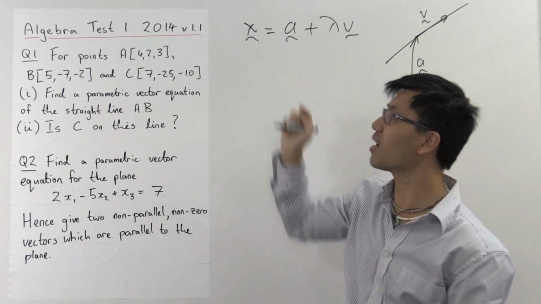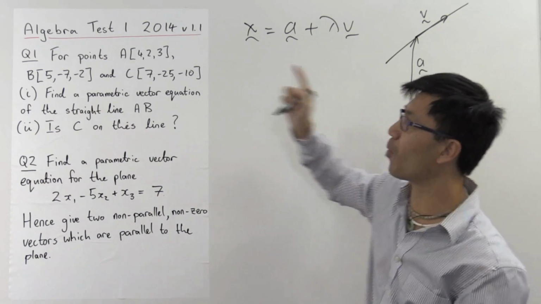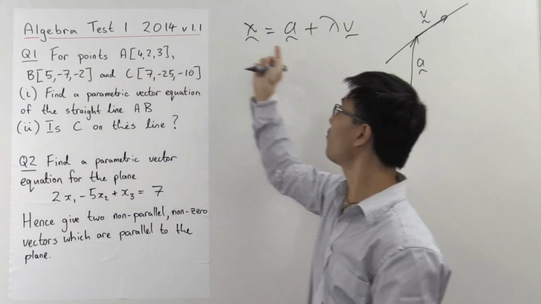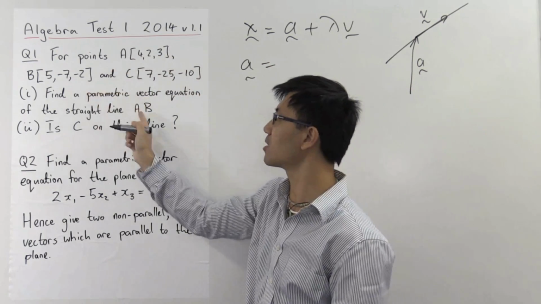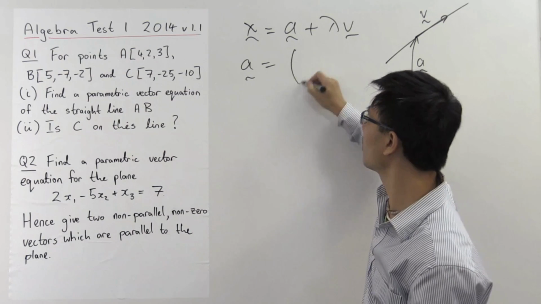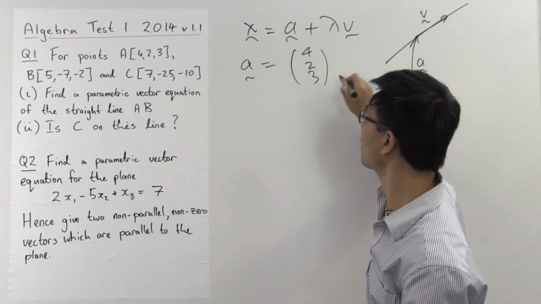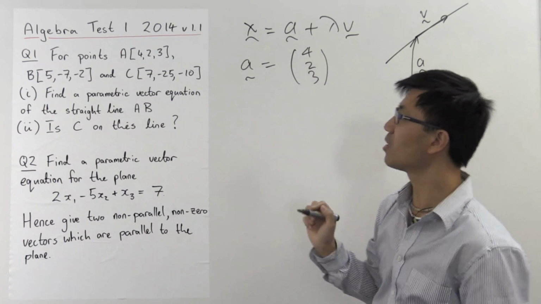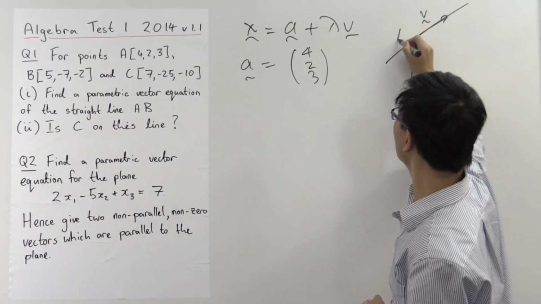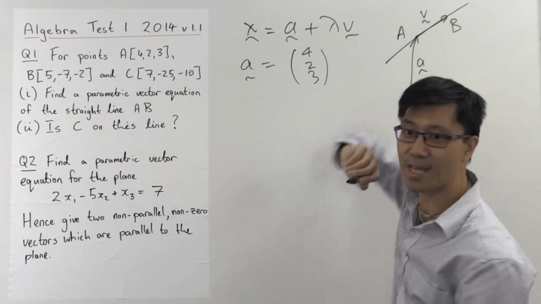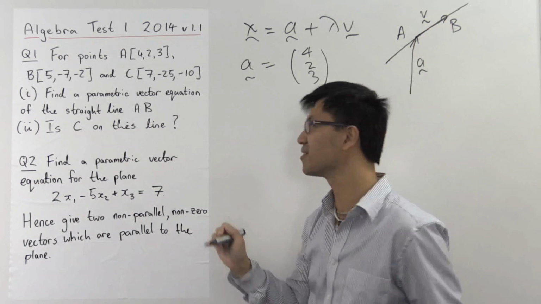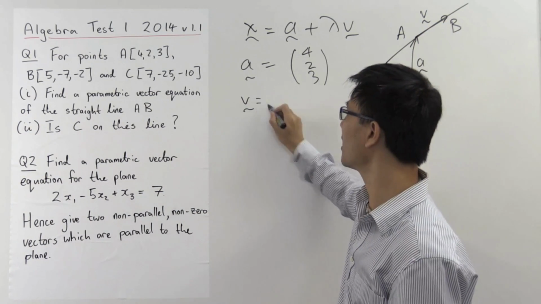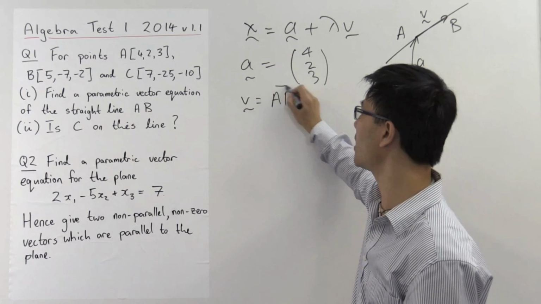So in this case, for the point on the line, you can pick either of these 2 points, since it's the line AB. So you can put (4, 2, 3). And for the direction, I guess you have both A and B on it, so you just look at the displacement vector from A to B. Okay, so that's easy enough. v equals the displacement vector A to B.